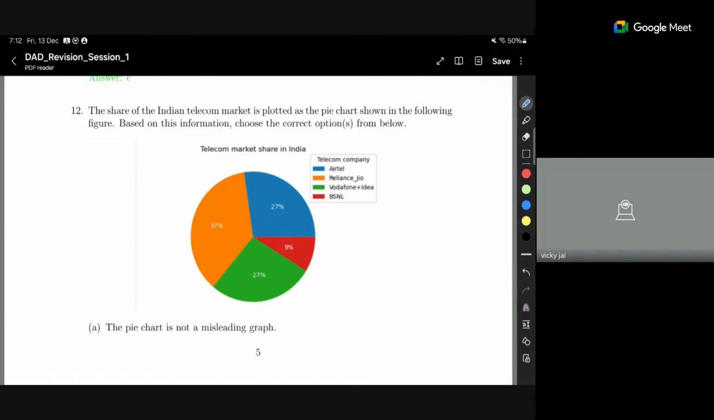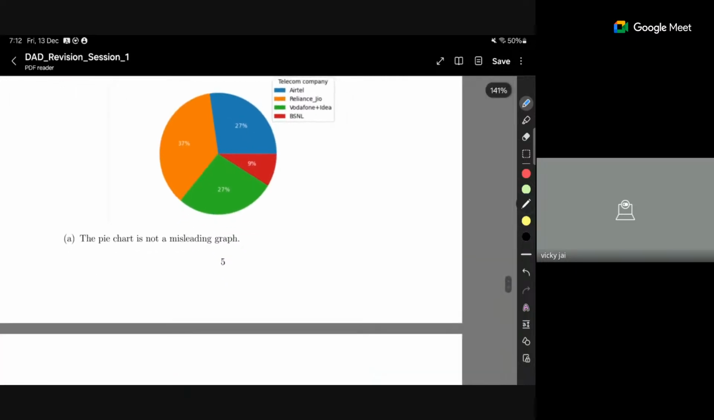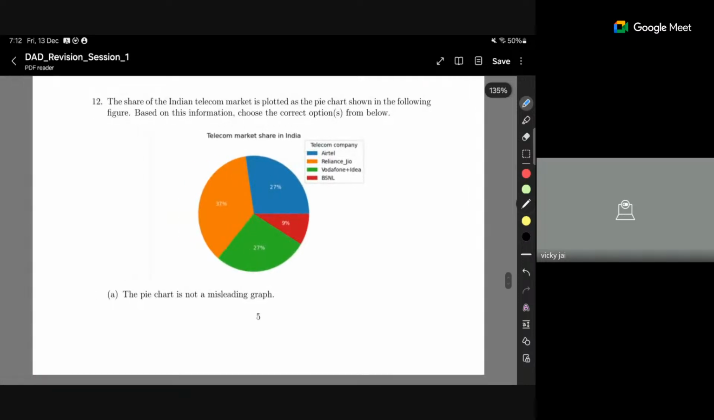Then I can start. The share of the Indian telecom market is plotted as the pie chart shown in the figure below. Is the pie chart misleading? How would you know a pie chart is misleading? You sum all the entities. It should be equal to 100%, right? It has to be. That's what a pie means. Some share is of an entity, right?